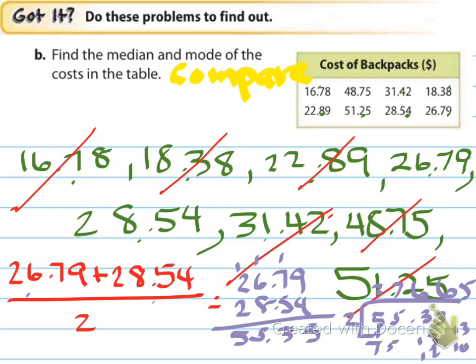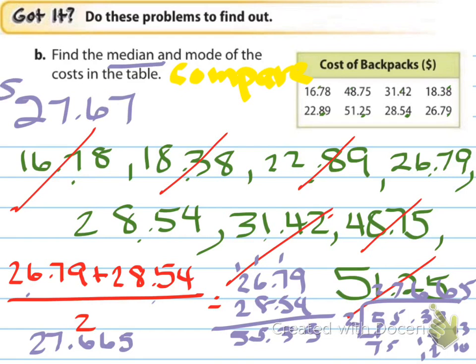All right, so the middle number is going to be 27.665, which, if this is money, I need to round up to $27.67. So the median is $27.67. Okay, that's how much the median average of the backpacks will be.